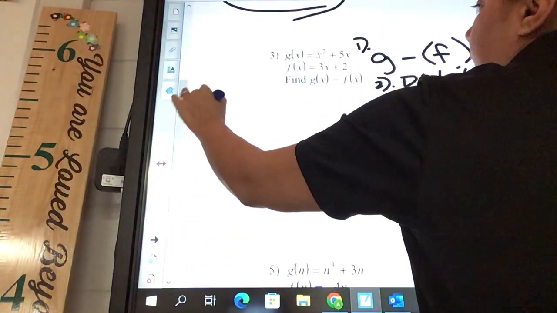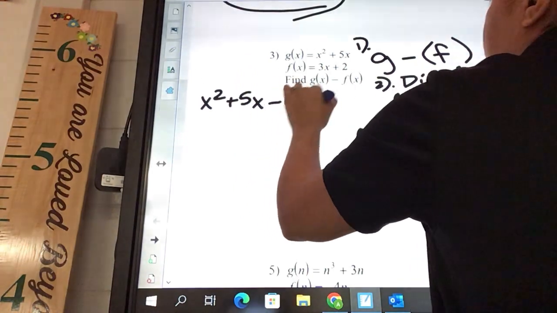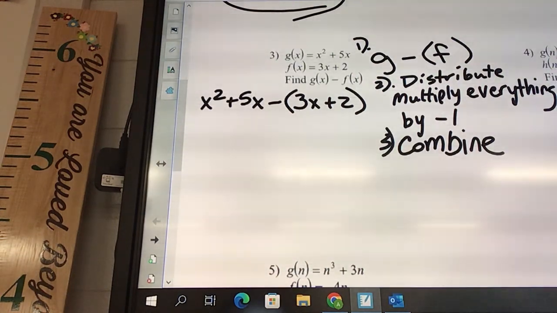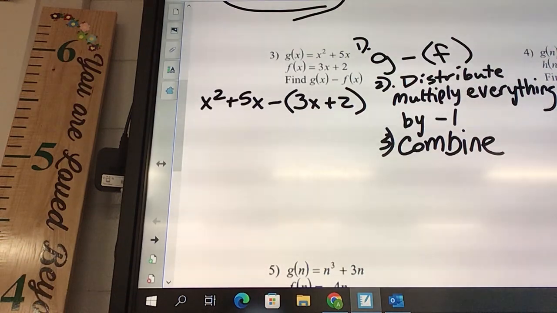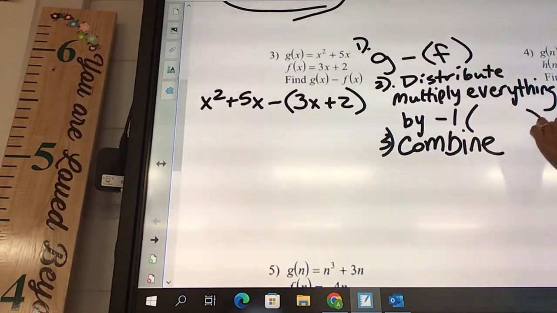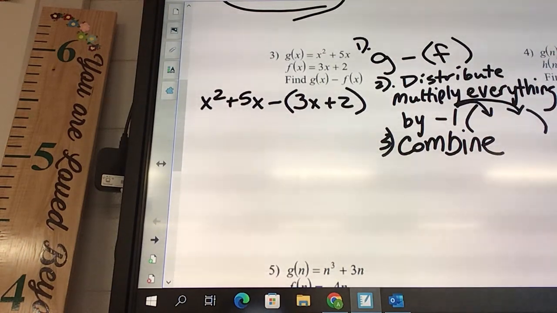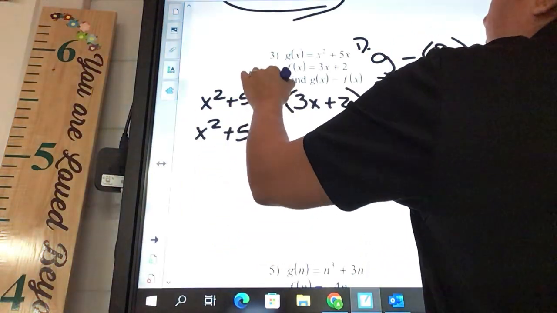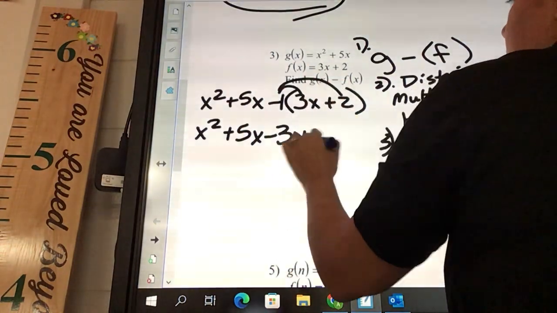Okay, so my g is going to be x squared plus 5x minus my f, which is 3x plus 2. Okay, so we wrote it out just like it said, and then the next step says distribute or multiply everything by negative 1. You're going to multiply each piece by negative 1. So you're going to get x squared plus 5x, negative 1 times 3 is going to be negative 3x, negative 1 times 2 is going to be negative 2.